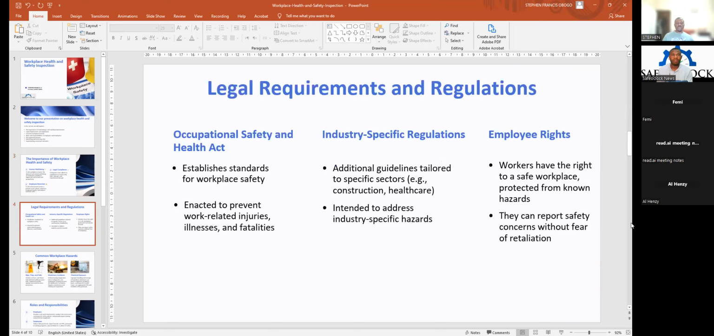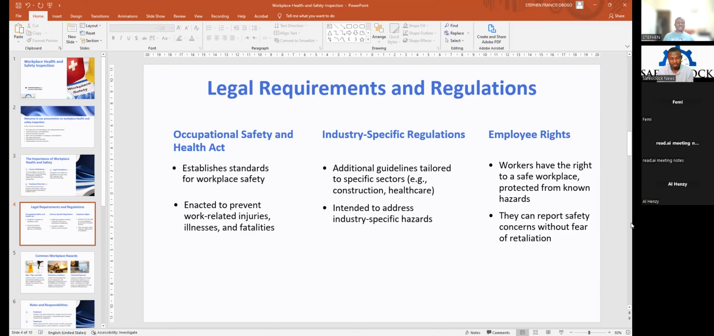And also, when we touch the legal requirement and regulation, we know that there's what we call the Health and Safety at Work Act. This act establishes a kind of standard for workplace safety. So this legal requirement has given an organization what to do.